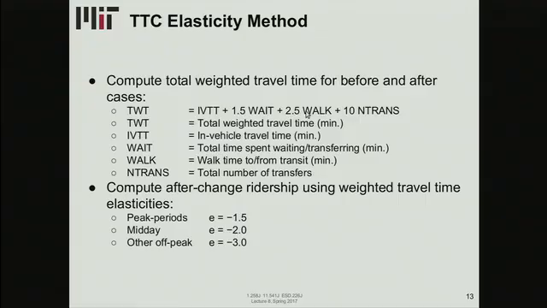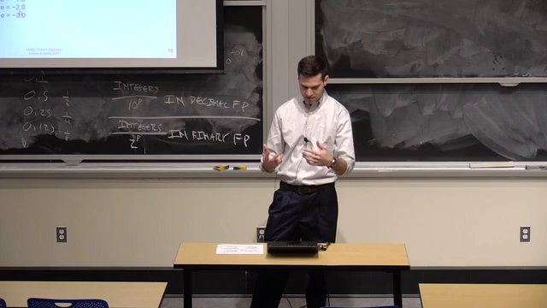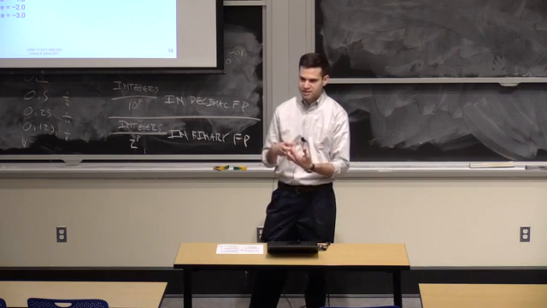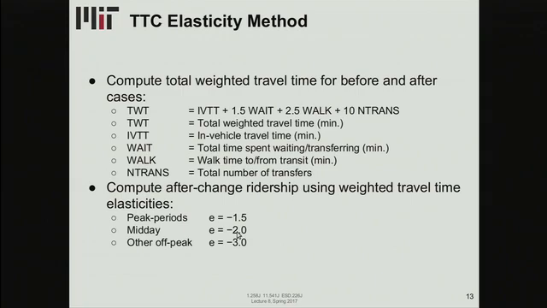So, great. What happens? You compute the total weighted travel time before and after. You have the current situation, and then you have a proposal that will alter these values and result in a new total weighted travel time. And then we apply some elasticities. These elasticities differ by period. During the peak, we have negative 1.5. Midday, we have a higher response. This aligns with what we just said: peak period ridership tends to be more inelastic, right? So we have a stronger response during the middle of the day, and if you look at early in the morning or evening, even stronger. So we have higher values.